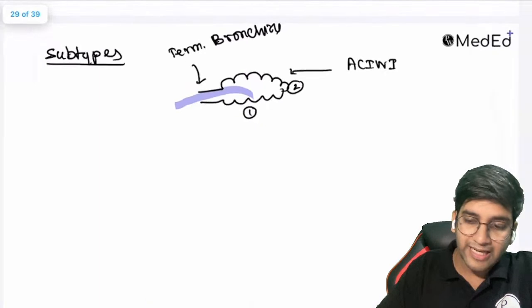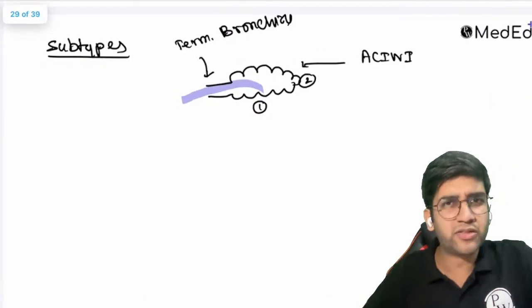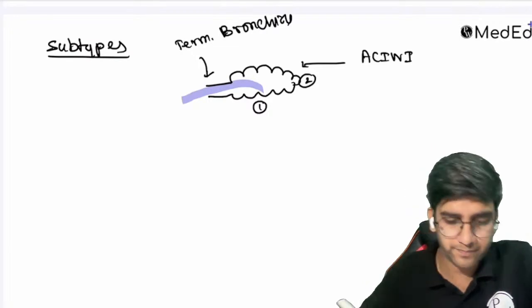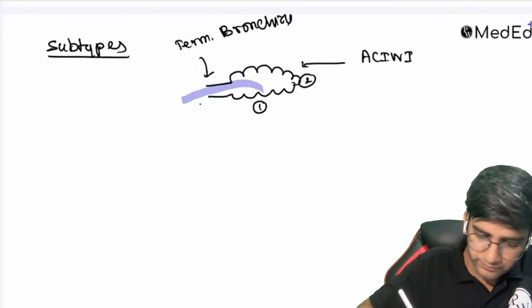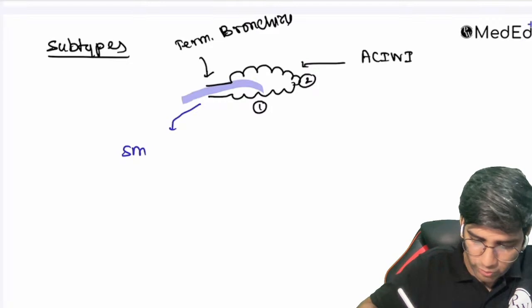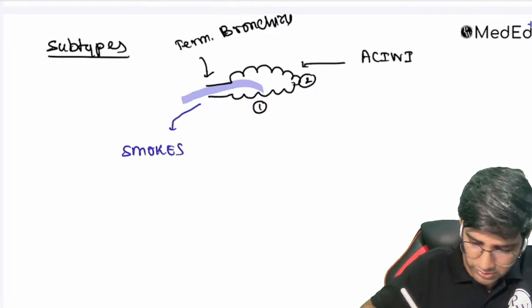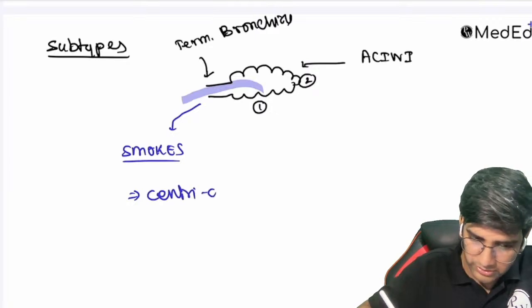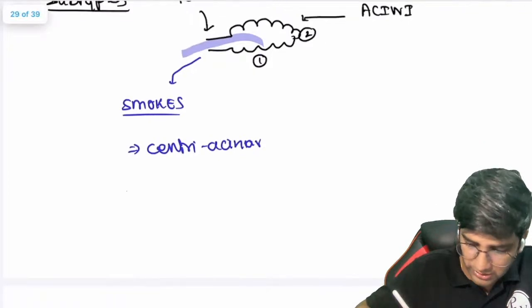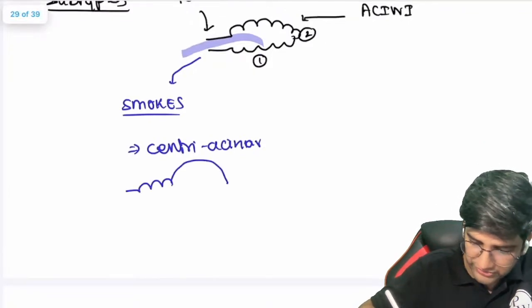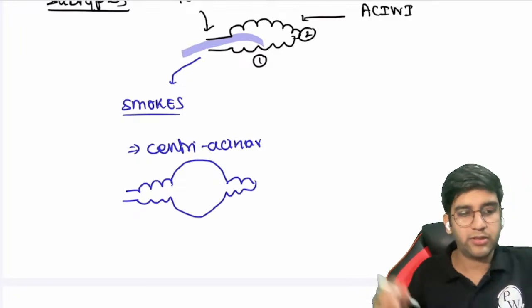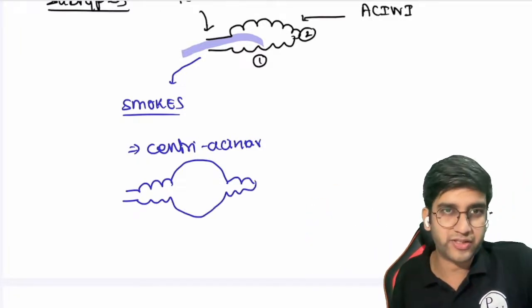So in any person who smokes, which part of the acinus do you think will be destroyed? Center or periphery? When a person smokes, it will mostly be the center. We call this centriacinar emphysema. In centriacinar emphysema, the center part of the acinus becomes dilated, so my alveoli will look like this.